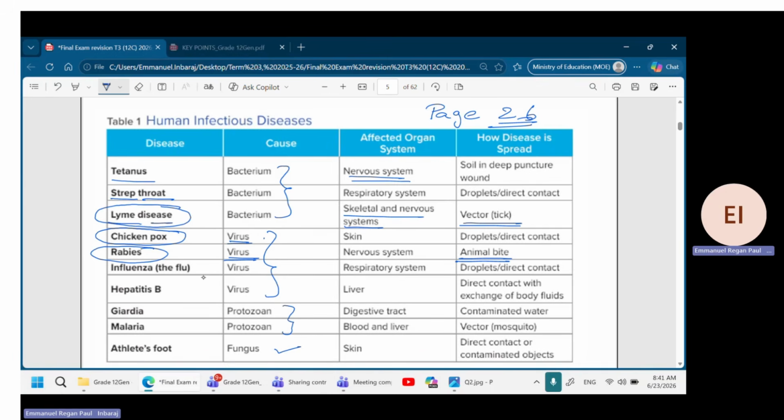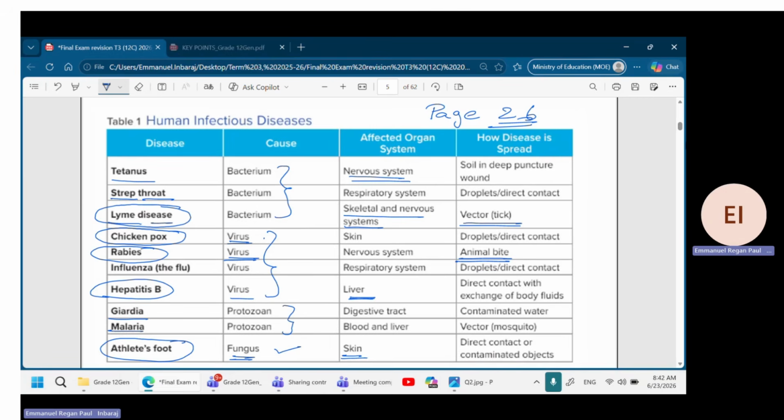And influenza, it's affecting the respiratory system, and it is caused by a virus. Hepatitis B is caused by a virus. It is affecting the liver. So these are the things that you need to definitely memorize. There is no other way. Then these two, Giardia and malaria, are caused by protozoans. And another important one is athlete's foot. Athlete's foot is caused by a fungus. It's the only fungal disease and it is affecting the skin. So this whole table, you need to memorize it.